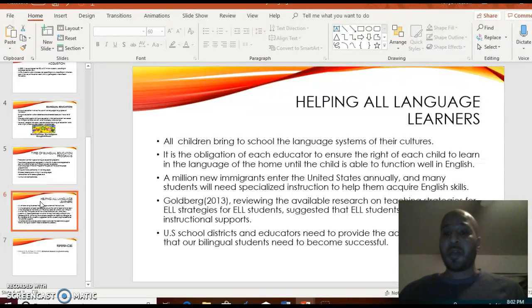1 million new immigrants enter the United States annually. Many students will need specialized instruction to help them acquire English skills. Goldberg, in 2013, reviewing the available research on teaching strategies for ELL students, suggests that ELL students require additional instructional support. U.S. school districts and educators need to provide the additional support that our bilingual students need to become successful.